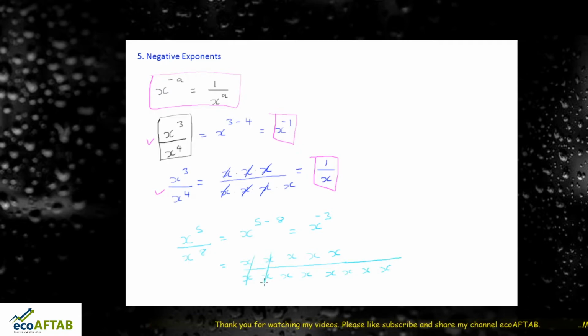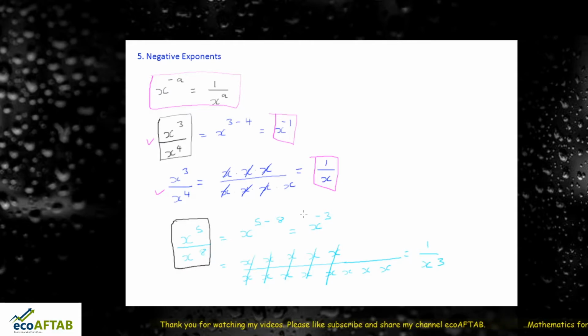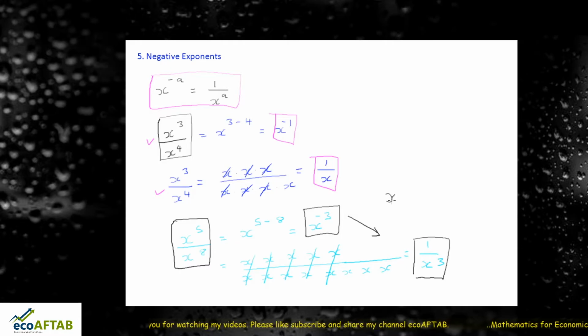So this x gets cancelled, this x gets cancelled, this gets cancelled, this gets cancelled, this gets cancelled. So what remains is 1 upon x cube. So here you can see x to the power 5 divided by x to the power 8, what we are getting is x raised to minus 3, and here what we are getting is 1 upon x cube. So both the things are equal to each other. So we say x raised to minus 3 is equal to 1 upon x cube. So I hope it's clear for you all as to what is negative exponents.